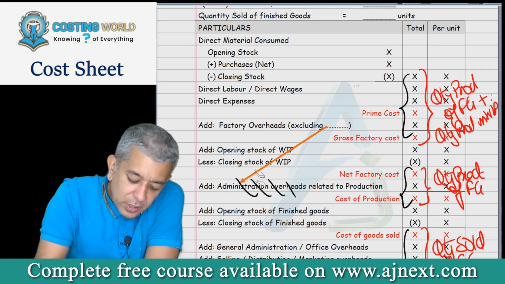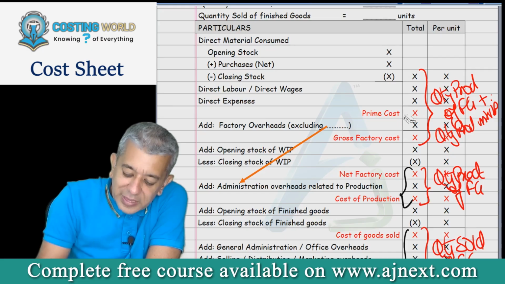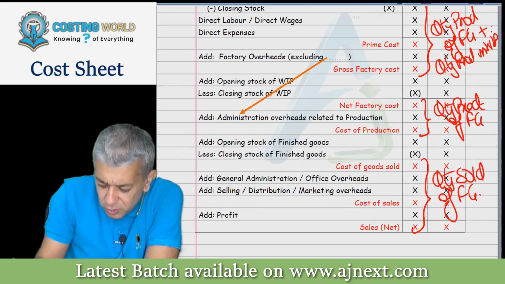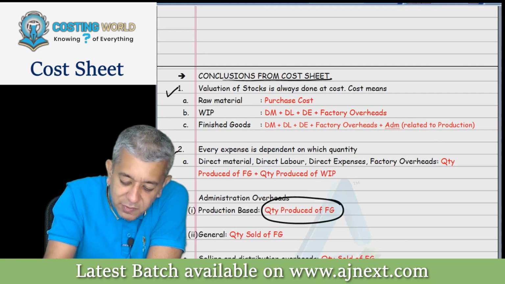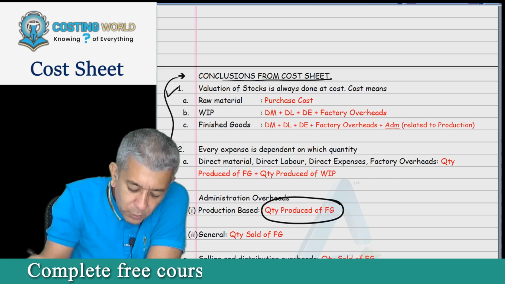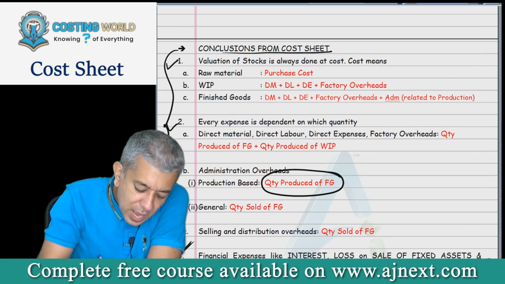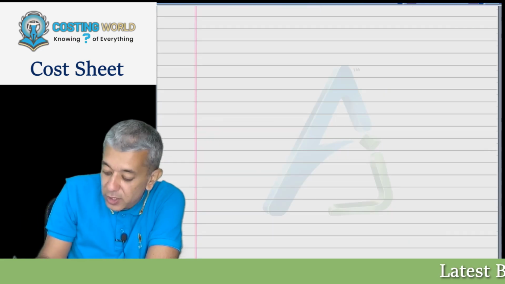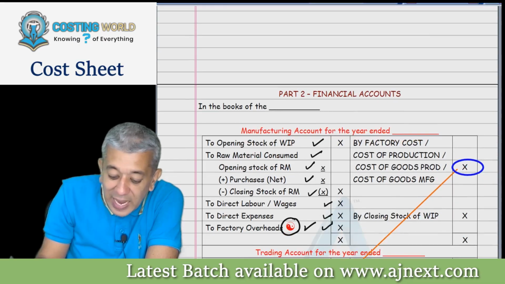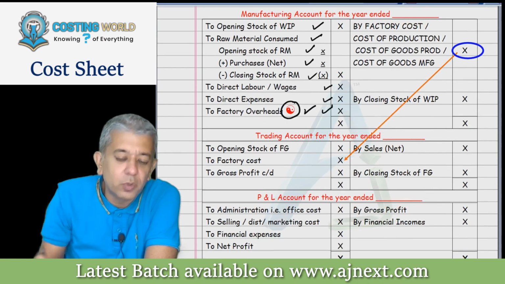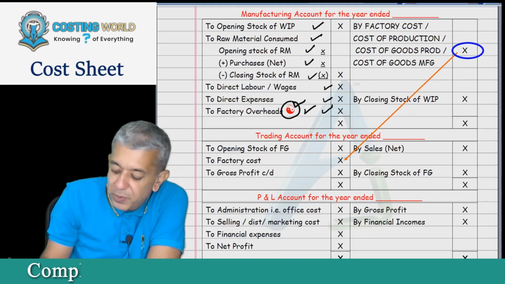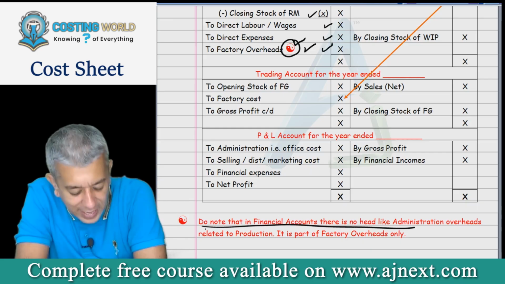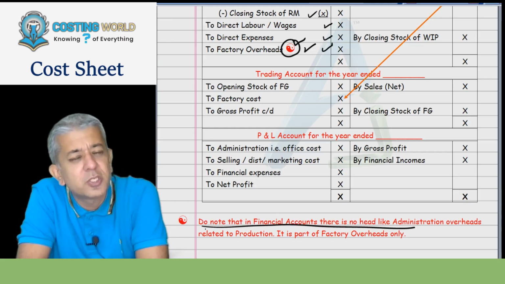Now based upon this, try to think. In the first lecture, I made you understand the cost sheet. Based upon that, we wrote down these conclusions, point number 1 and point number 2. I want to write these conclusions for you, but now from financial accounts, so that if there are any differences, you will come to know. Whatever I told you right now, I've printed as a note over here. Do know that in financial accounts, there is no head like administration overheads related to production. It is part of factory overheads only.